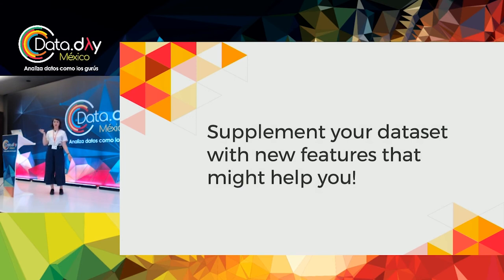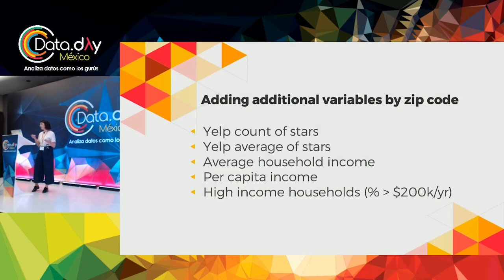All right, so you have your data, but it might not be enough. So from here, we're going to have to supplement it with other features that might be helpful for us. One example is, for this problem, we added Yelp data. And anyone here familiar with SQL, we just added that by zip code. And also looking at incomes in the area. So what are the incomes in the area? What is happening with Yelp businesses in that area?